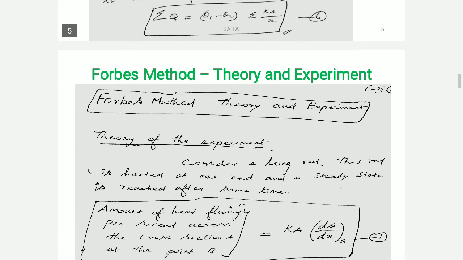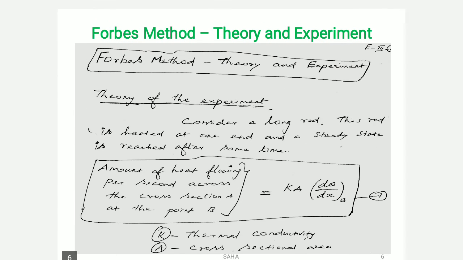The next question is Forbes' method, theory and experiment. Forbes' method, theory and experiment. First we are going to see the theory of the experiment. Consider a long rod. This rod is heated at one end and a steady state is reached after some time.